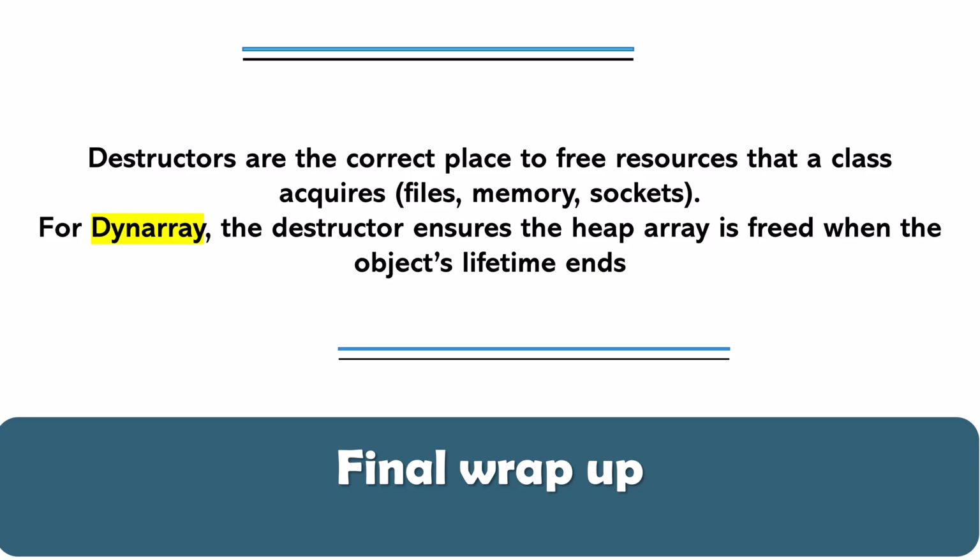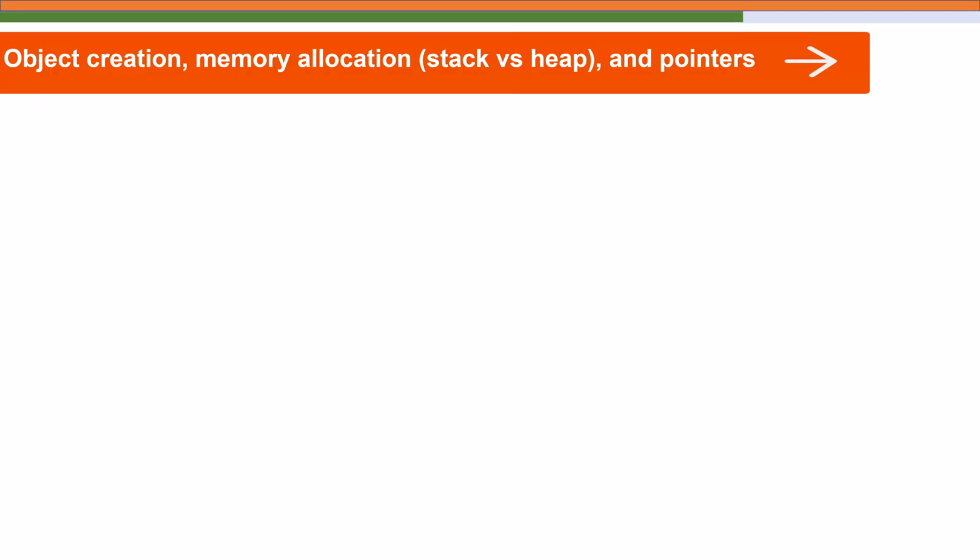So far we have seen how constructors and destructors define the life cycle of an object, that is creation and cleanup. Now we will explore where in memory those objects actually live and how that affects their behavior. Specifically, we will talk about stack objects, heap objects, and the role of pointers in managing them.